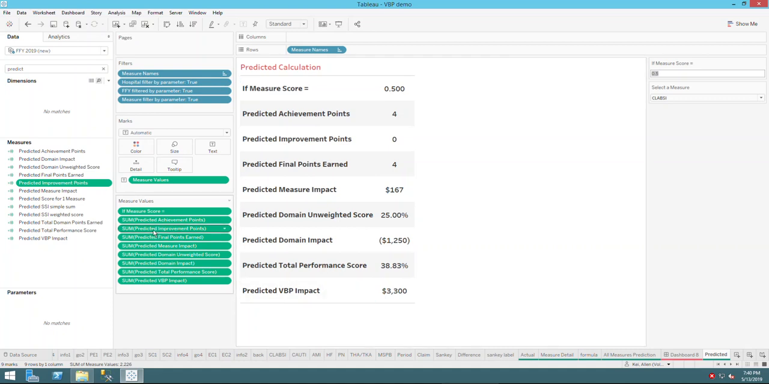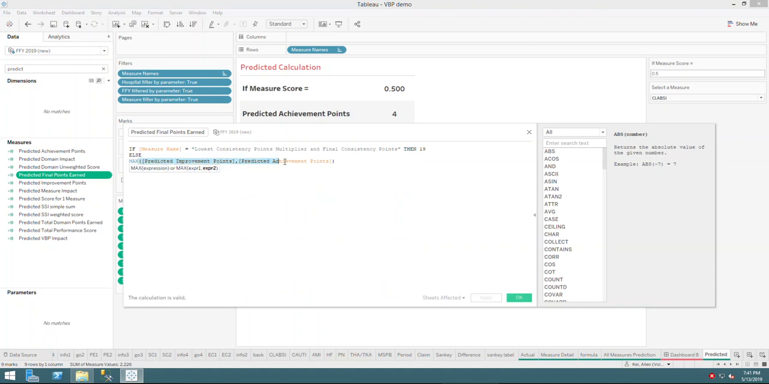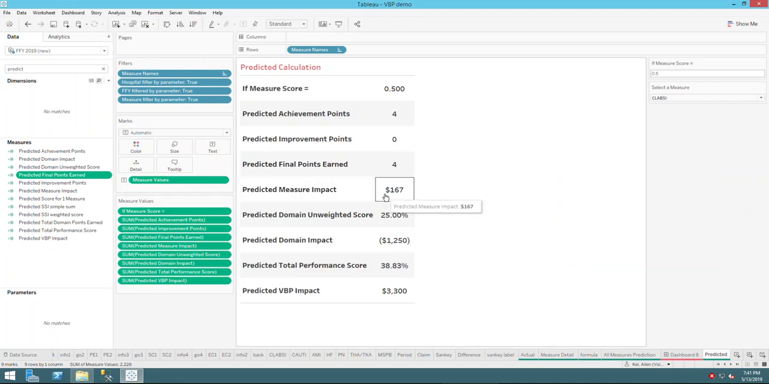I already showed you the final points. It's just the maximum of the two calculations. And then we have this measure impact. Again, measure impact is just measure payment minus measure contribution. It's what the program pays you and what you pay to the program, and the difference will be either your gain or your loss.